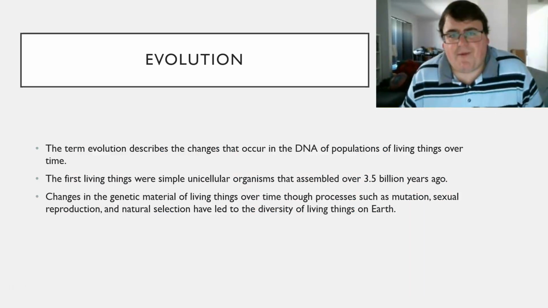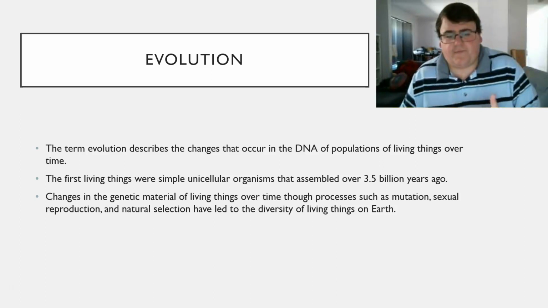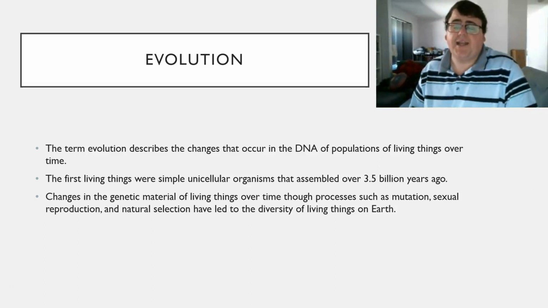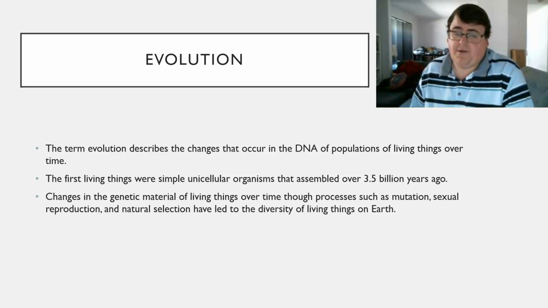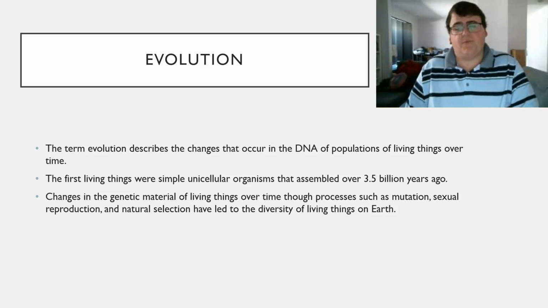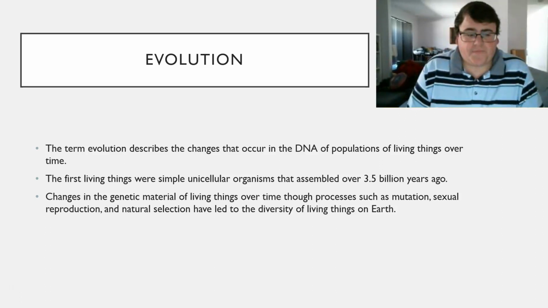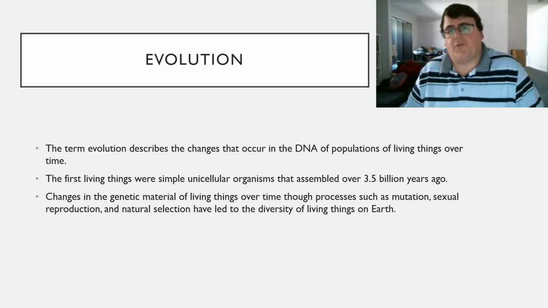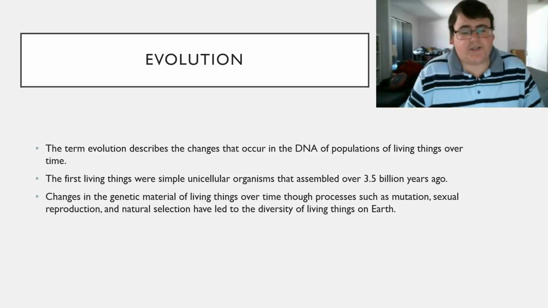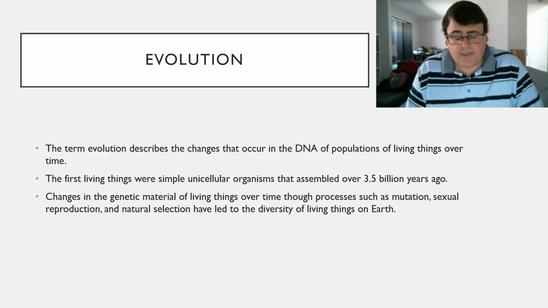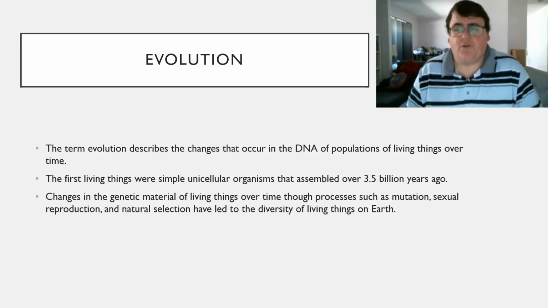Evolution. So what does the term evolution actually mean? The best definition is that the term evolution describes the change that occurs in the DNA of populations of living things over time. So we know that the first living things were simple unicellular organisms, and they were assembled 3.5 billion years ago. Changes in the genetic material of those living things over time have occurred through processes like mutation, sexual reproduction and natural selection, and have led to the large diversity that we have on Earth now. Okay, and we'll look at that in a lot more detail. But for now, this is what evolution is.